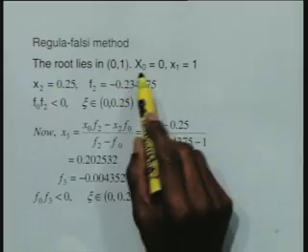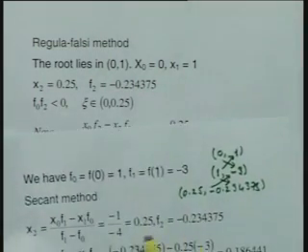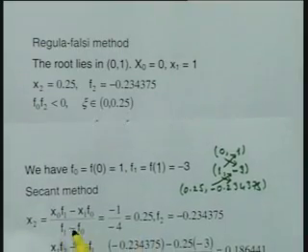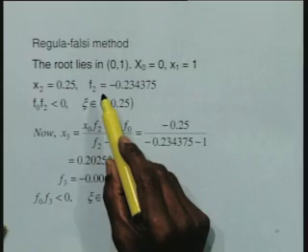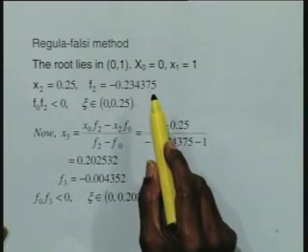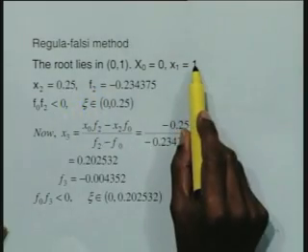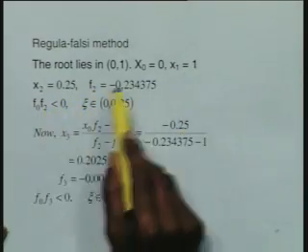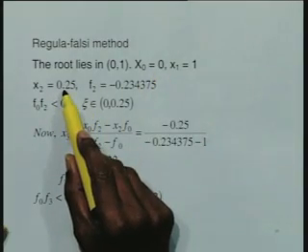Now let us do the same thing by the regula falsi method. So we started with x0 is 0, x1 is 1. The first step is identically the same, that is the evaluation of the first one. So I would therefore have x2 is 0.25, f2 is minus 0.234375. Now I will determine whether the root lies between 0 and 0.25 or between 0.25 and 1. I find f0 f2 is negative, therefore the root should lie between 0 and 0.25.